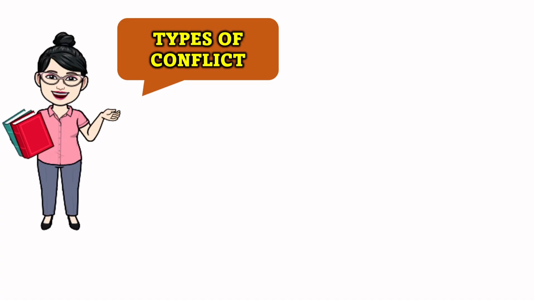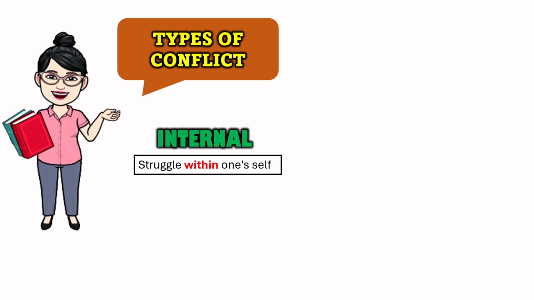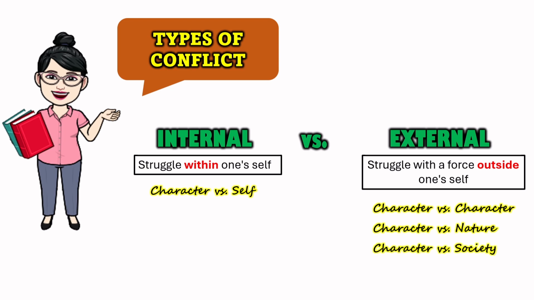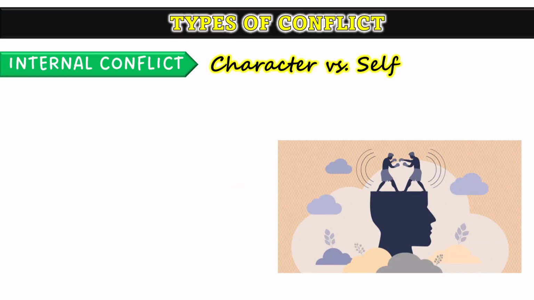In addition, you have to remember that there are 2 general types of conflict: internal conflict, or struggle within oneself. Under internal conflict, we have character versus self. The other one is external conflict, or the struggle with a force outside oneself. Specific types of this conflict are character versus character, character versus nature, character versus society, character versus technology, and character versus supernatural. Now, let me elaborate the character versus self type of conflict.